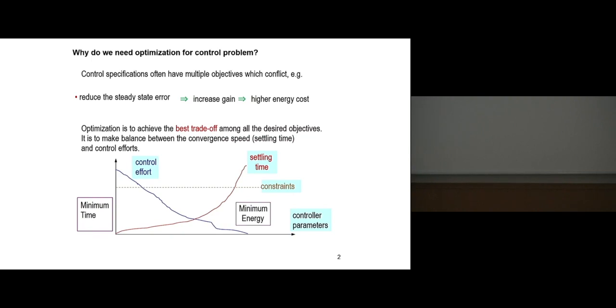So optimization is about trying to achieve the best trade-off among all the desired objectives. We make a balance between the converging speed, the settling time, and the control effort. Always there is no free lunch. If you want to do something, it will cost you something. Then how do we achieve the best goal?